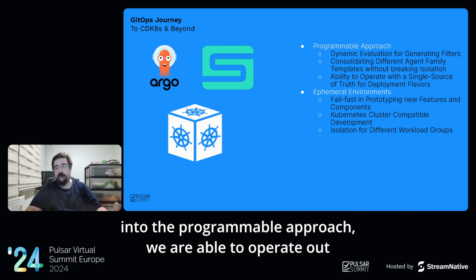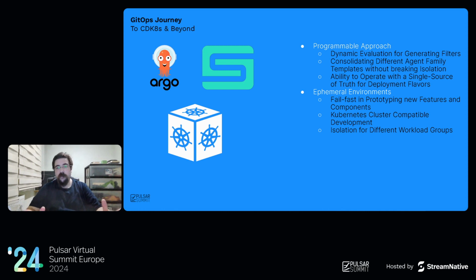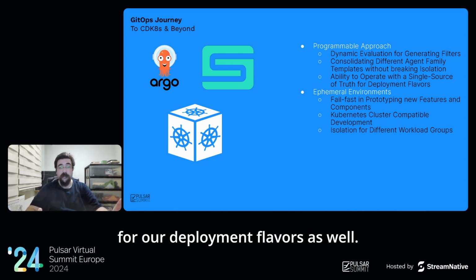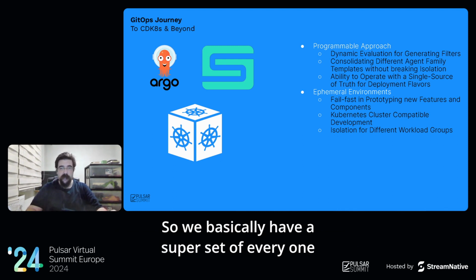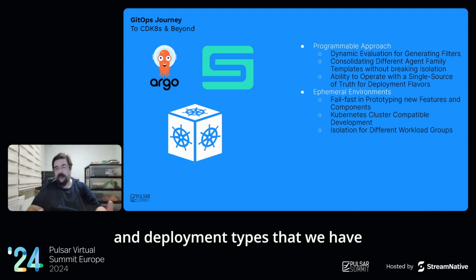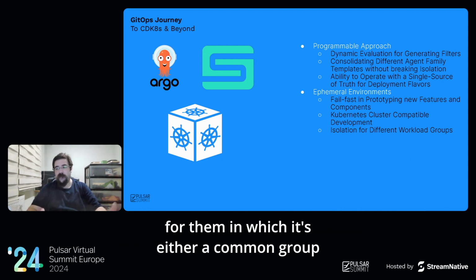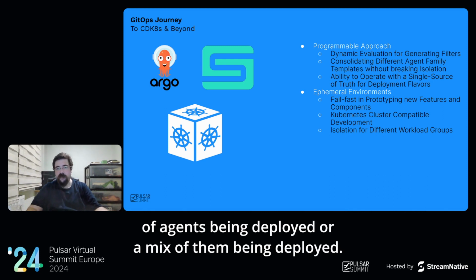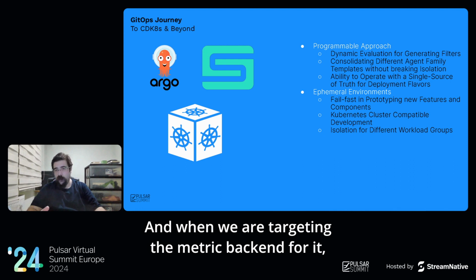And at the end of the day, as we are transitioning into the programmable approach, we are able to operate out of a single source of truth for our deployment flavors as well. So we basically have a superset of every one of the agent types that we have and the deployment types that we have for them, in which it's either a common group of agents being deployed or a mix of them being deployed.